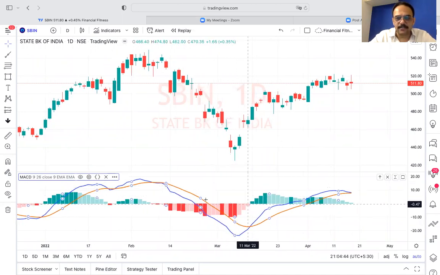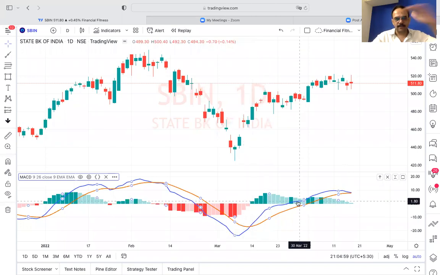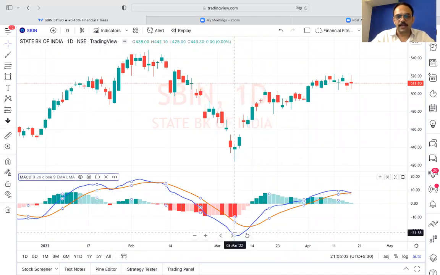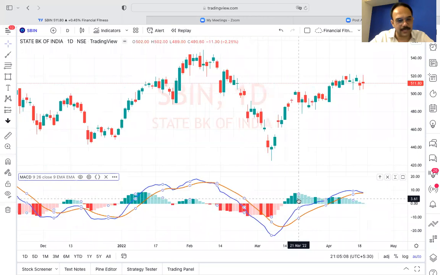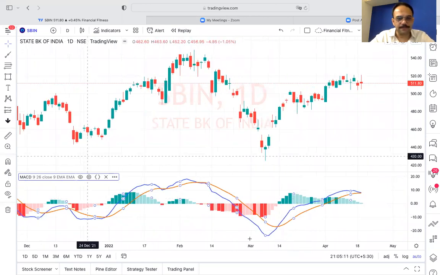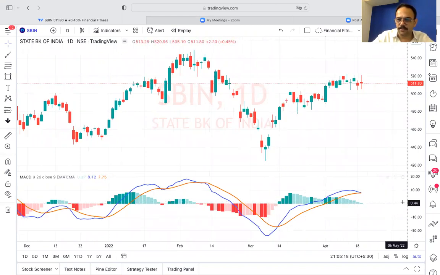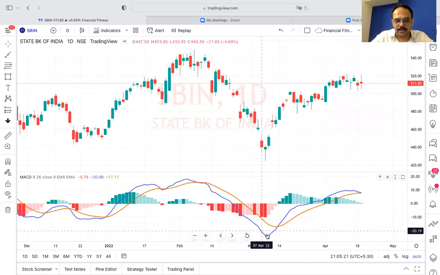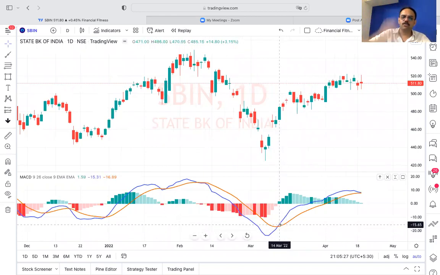What we are looking for is the blue line crossing above the orange line. Second thing we are looking at is the histogram, which comes by default, and this line between the red and green zone is the zero line. This line is at level 0. What we are looking at is the crossover below 0, and lower the better. Everyone okay? This is the MACD line crossing above the signal line. We are looking at the crossover below 0, not above 0.